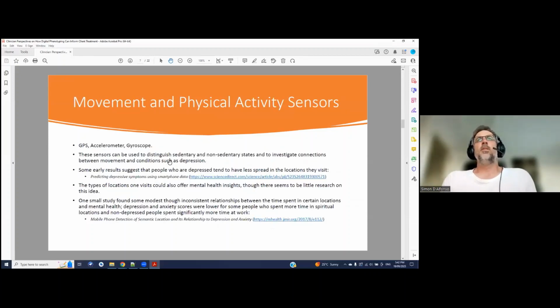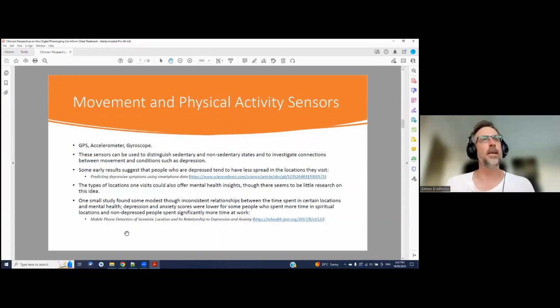So these sensors can be used to distinguish sedentary and non-sedentary states and to investigate connections between movement and conditions such as depression, such as some of these early results. This one suggests that people who are depressed tend to have less spread in the locations they visit. And this is one of the first themes that was established in exploratory digital phenotyping research. The paper is titled Predicting Depressive Symptoms Using Smartphone Data. I just wanted to quickly mention this possibility too.